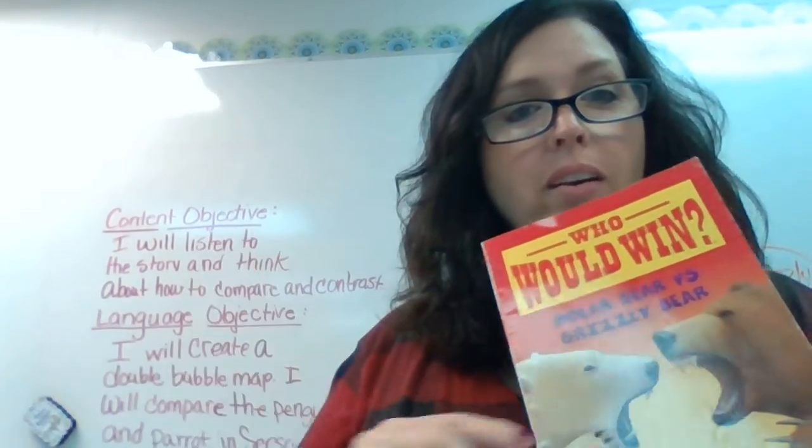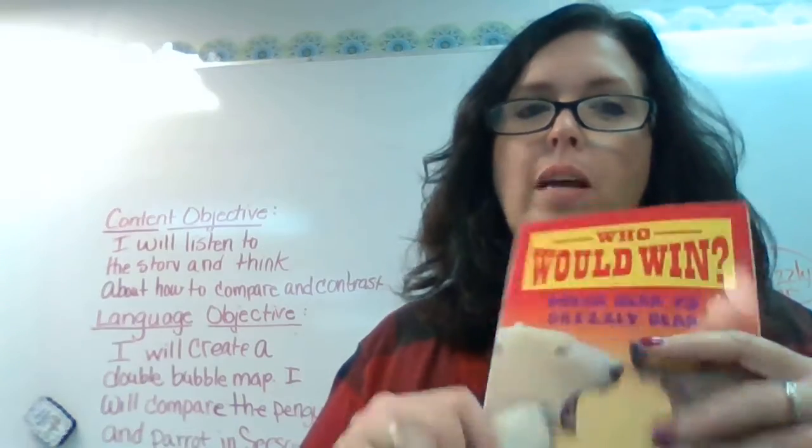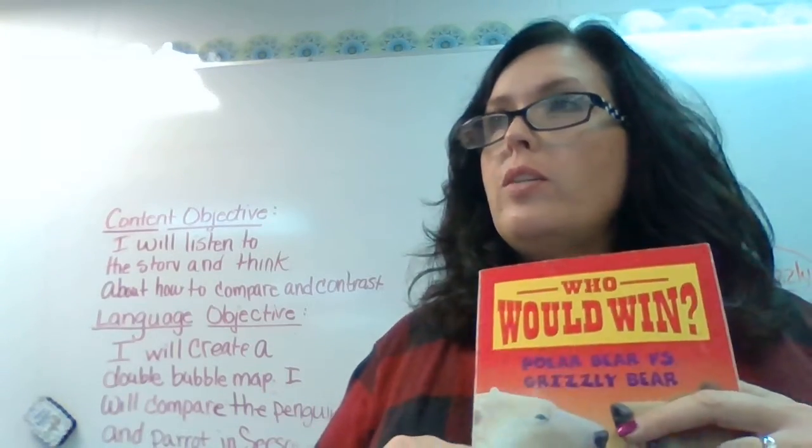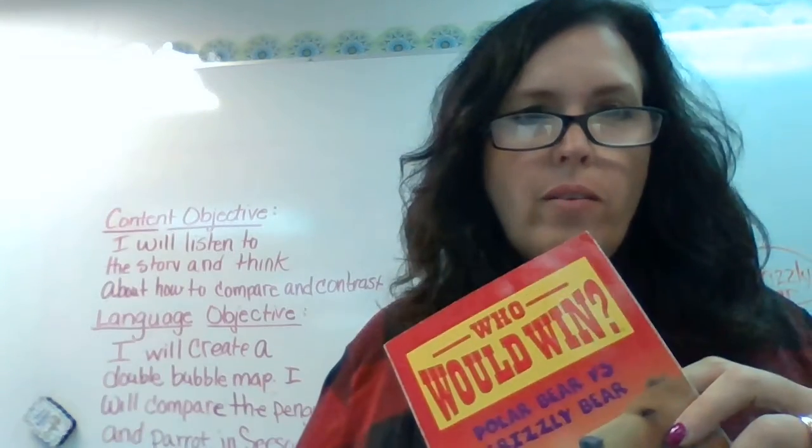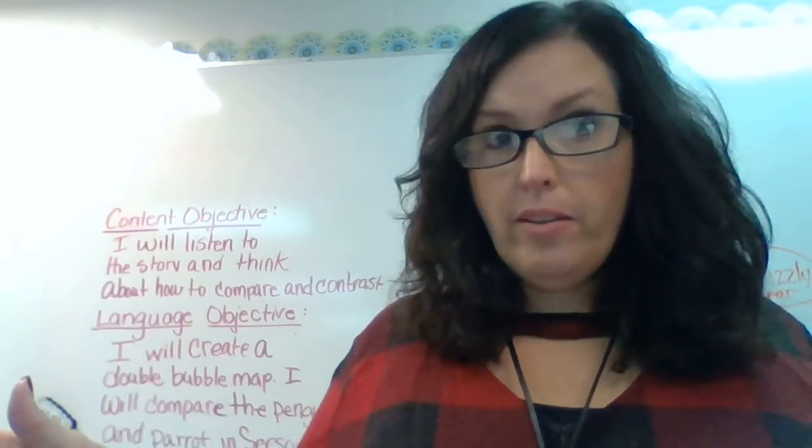Hello! Today we are going to be comparing two animals. We're going to do a double bubble map again. We are going to be comparing the polar bear to the grizzly bear. We're going to be finding out how they're alike and how they're different. So comparing how they're alike, contrasting how they're different.